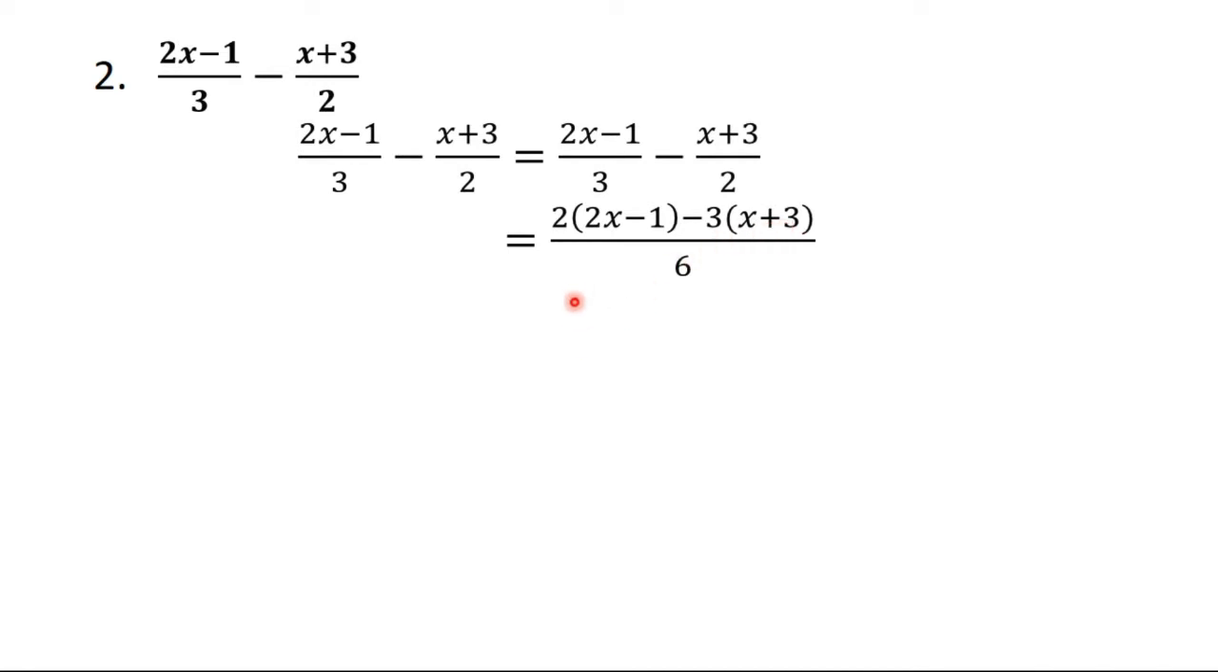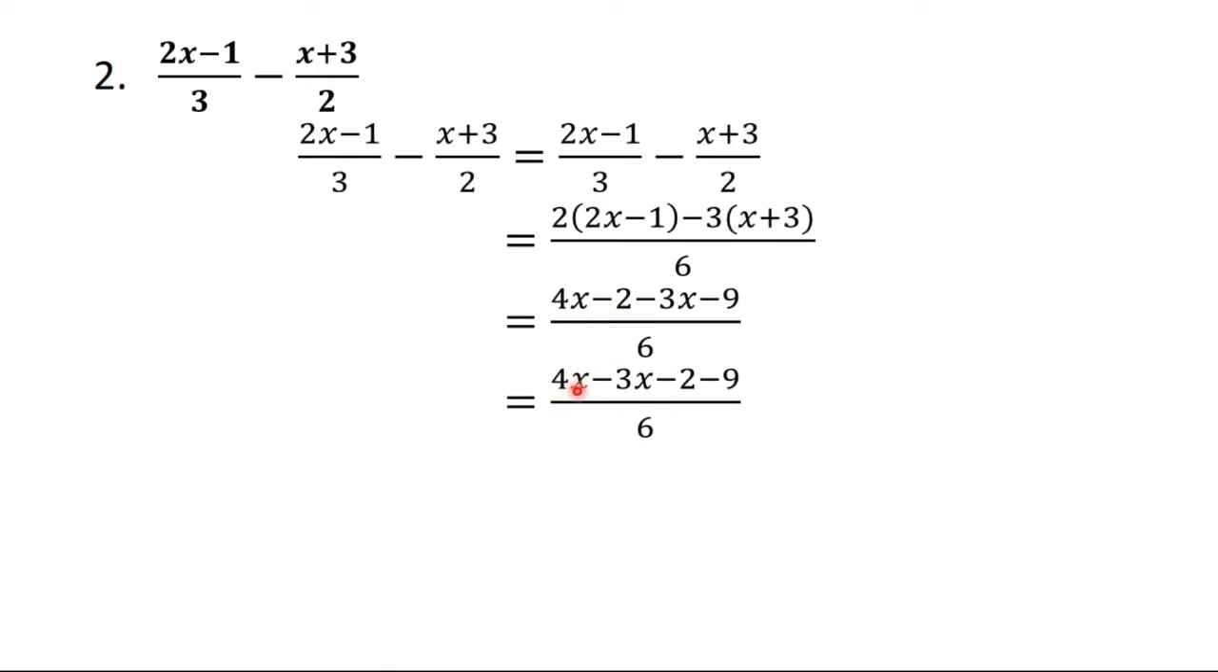So from here you expand the bracket. 2 times 2x will give us 4x. 2 times minus 1 will give us minus 2. Minus 3 times x will give us minus 3x. Minus 3 times 3 will give us minus 9, all over 6. You group like terms and you continue. So when you are grouping like terms, you are going to have 4x minus 3x minus 2 minus 9 all over 6.